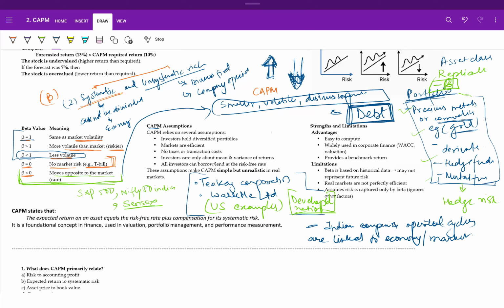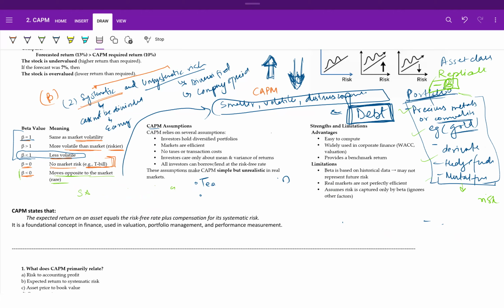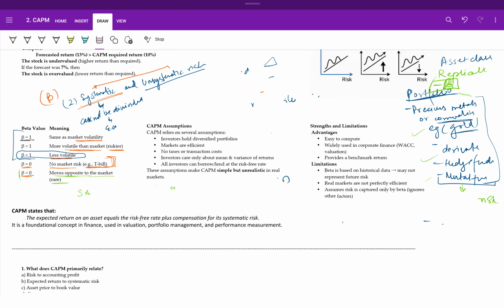So I hope this was clear, because we have discussed negative beta in detail now, and we have covered everything you should know from an introduction perspective. Okay, let's understand one more thing: the assumptions of the capital asset pricing model. What does the capital asset pricing model assume? And what are its strengths and limitations? So let me just clean up my board first.